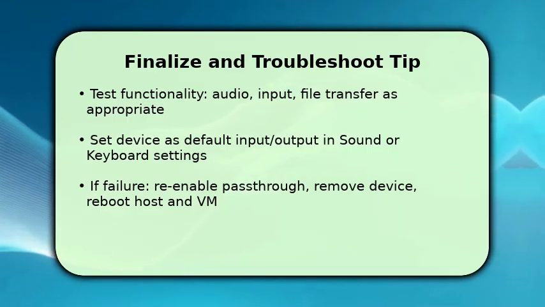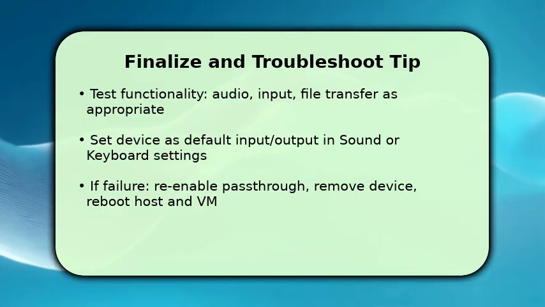Then set the Bluetooth device as the default input or output in sound or keyboard preferences so apps use it automatically. If connection fails, try the key troubleshooting step.